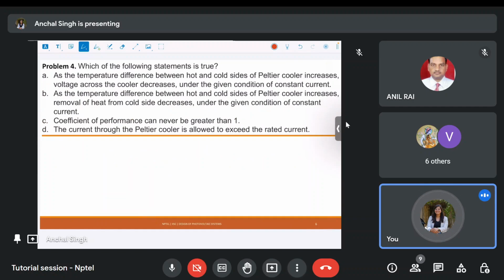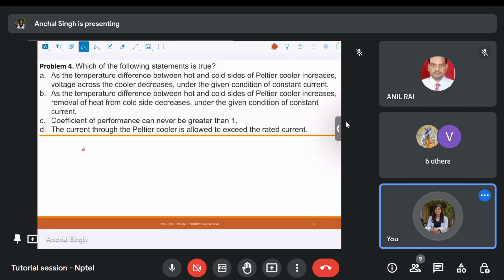Which of the following statements is true? As the temperature difference between hot and cold sides of the Peltier cooler increases, the voltage across the cooler will increase, it will not decrease. So therefore this is wrong.